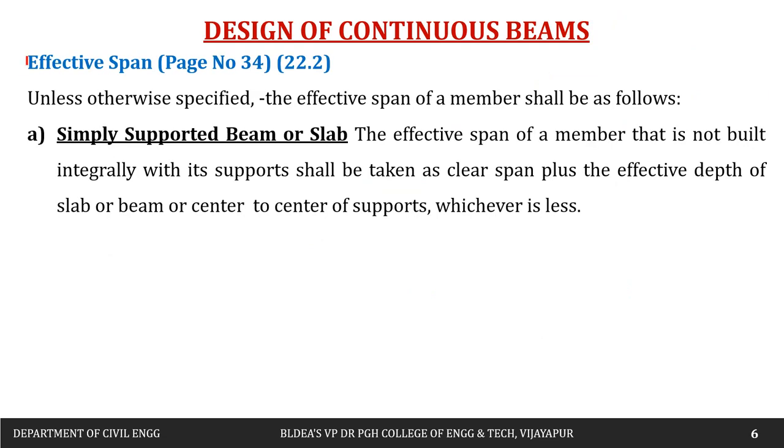Then next is regarding the effective span. This clause is also given on page number 34 of IS 456. Already we have seen this: for a simply supported beam or a slab, the effective span of a member will be clear span plus effective depth of the slab or beam, or center to center distance of the supports, whichever is less. Already we have used this many times.